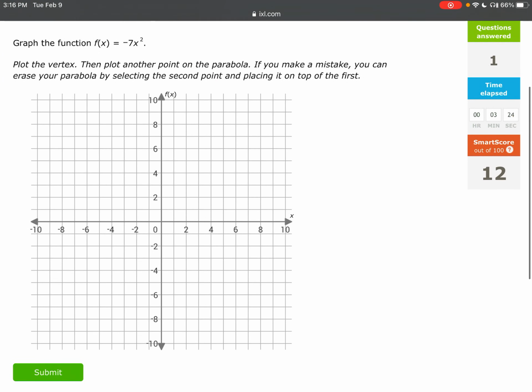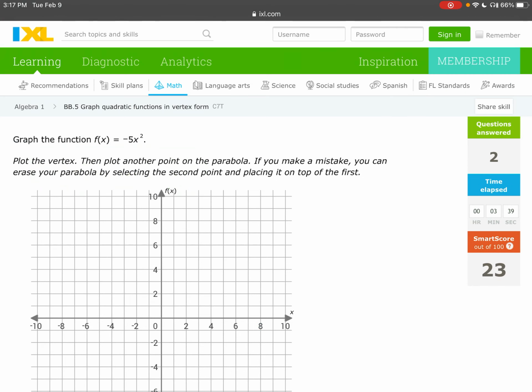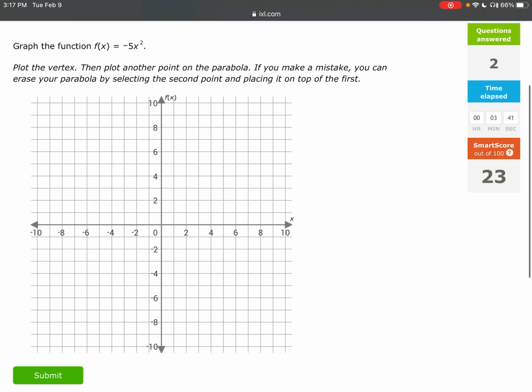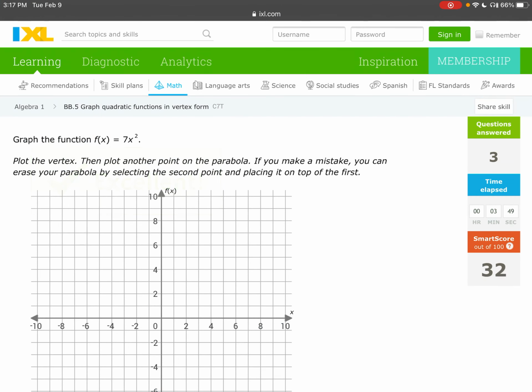So this one, my A is -7. That's my only transformation. So my vertex is at 0, 0. I'm going to step to the right and down 7. That's my second point, and that's going to give me that graph. Same thing here, start at 0, 0, step to the right, down 5, since my A is my only transformation. Whoops, put it in the wrong place, so I'm going to put that point on top of that point, and then step to the right, up 7.